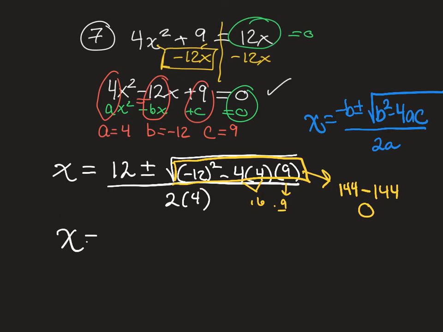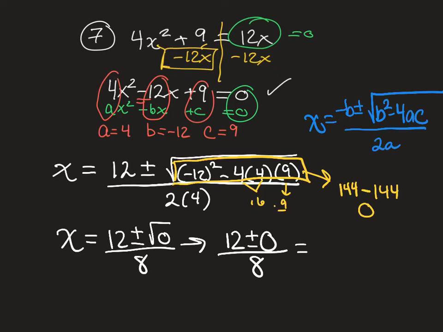So I'm going to have x equals 12 plus or minus the square root of 0 all over 2 times 4 is 8. So instead of having two versions of this, I'm only going to have one. Because 12 plus or minus 0 doesn't matter. Sorry, 12 plus 0 is 12, and 12 minus 0 is still 12. So what I really have is 12 over 8, and this reduces to 3 over 2, or the same thing as 1.5.